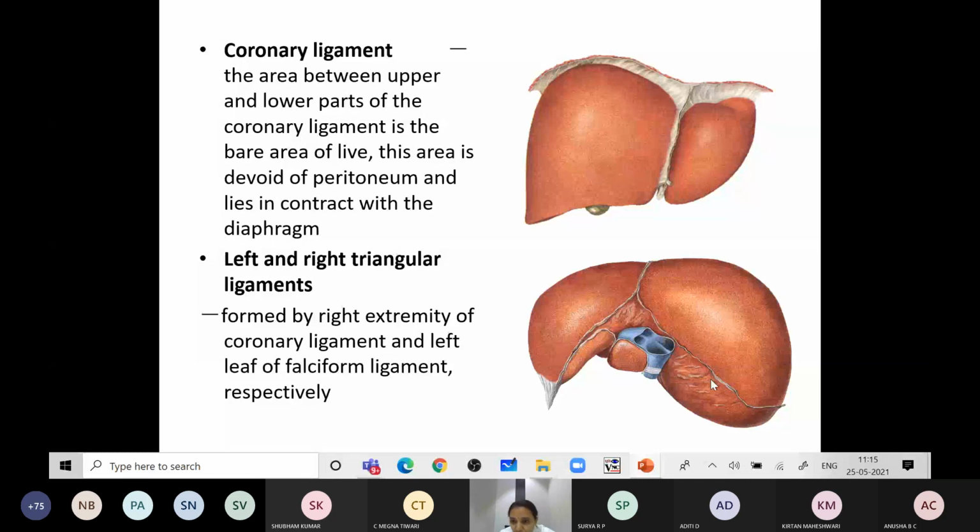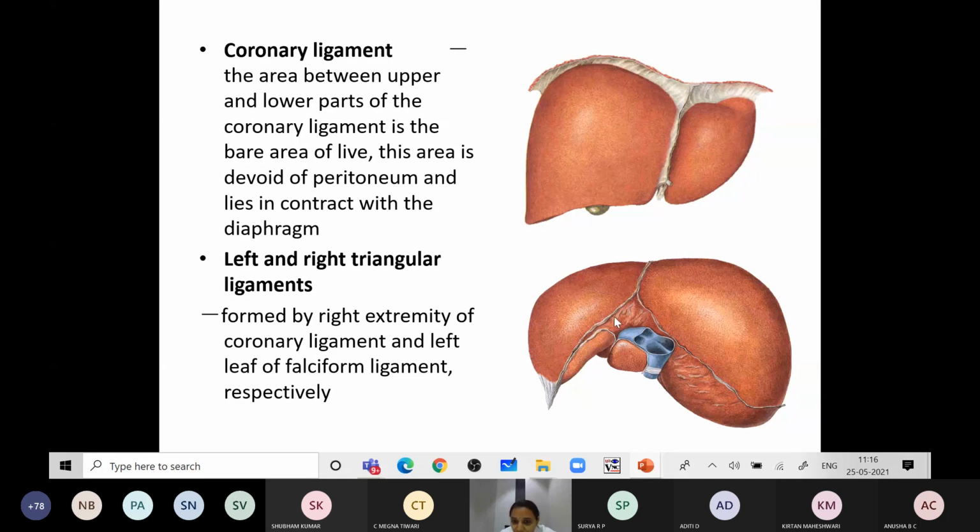And when we extend above, it is attached to the diaphragm and hence it is reflected over the liver. So when we trace it, the right layer continues as the right coronary ligament. This is the superior layer. The left layer continues as the anterior layer of the left coronary ligament. This is the posterior layer of the left coronary ligament. This is the left coronary ligament on the left lobe of the liver. So the coronary ligament has an anterior layer and a posterior layer.